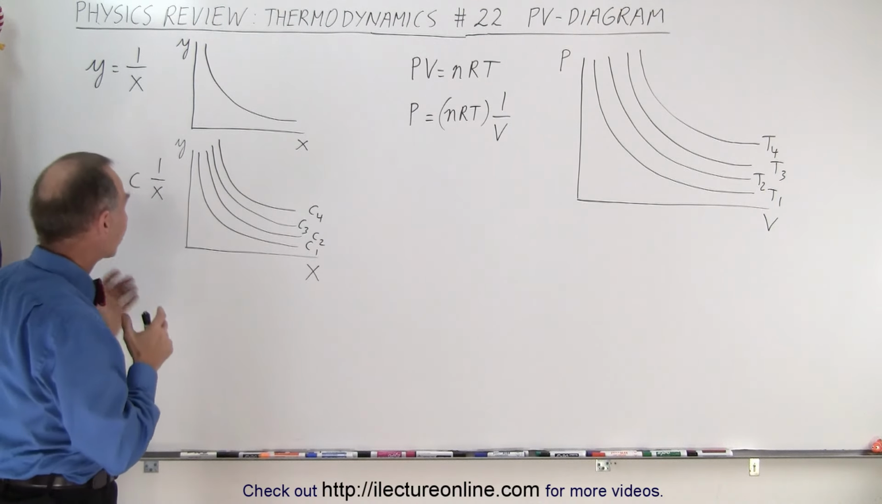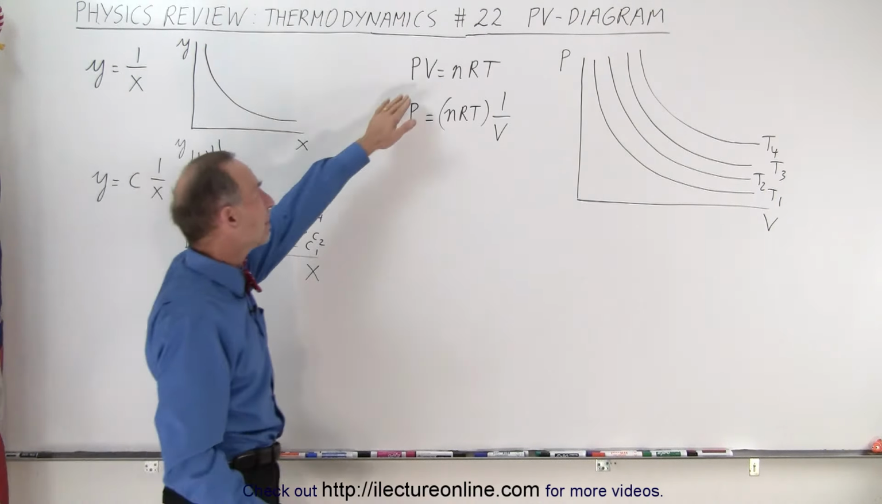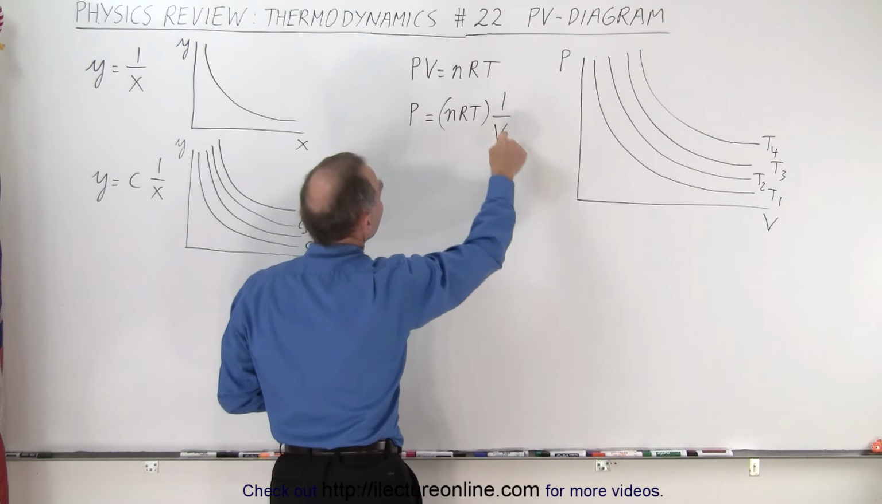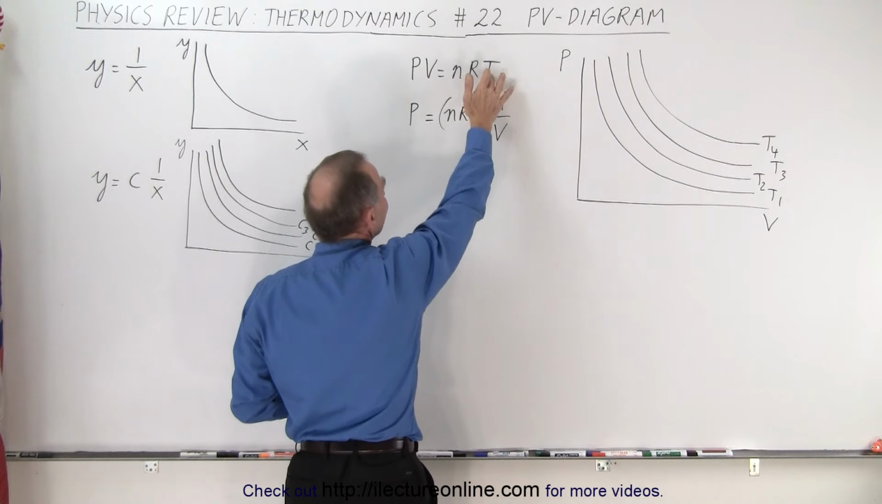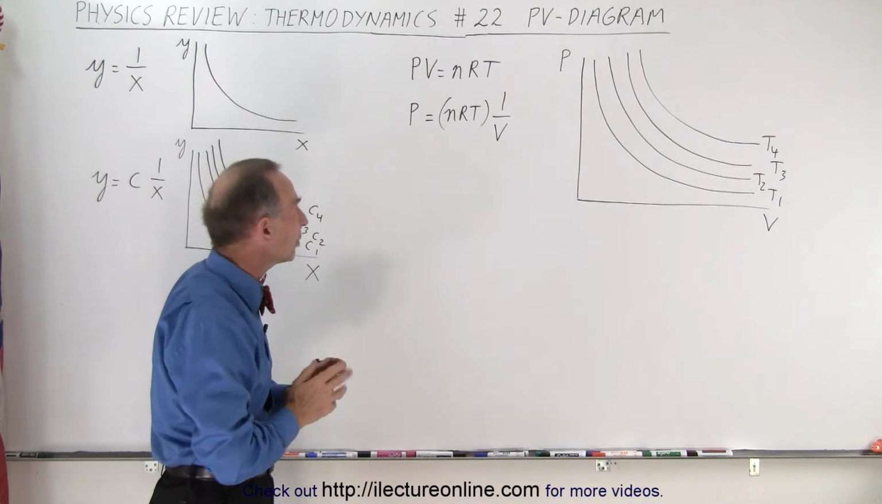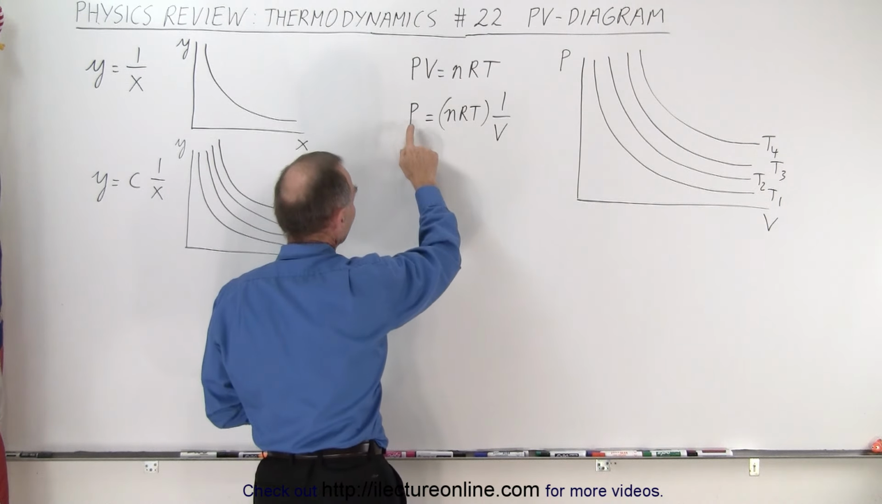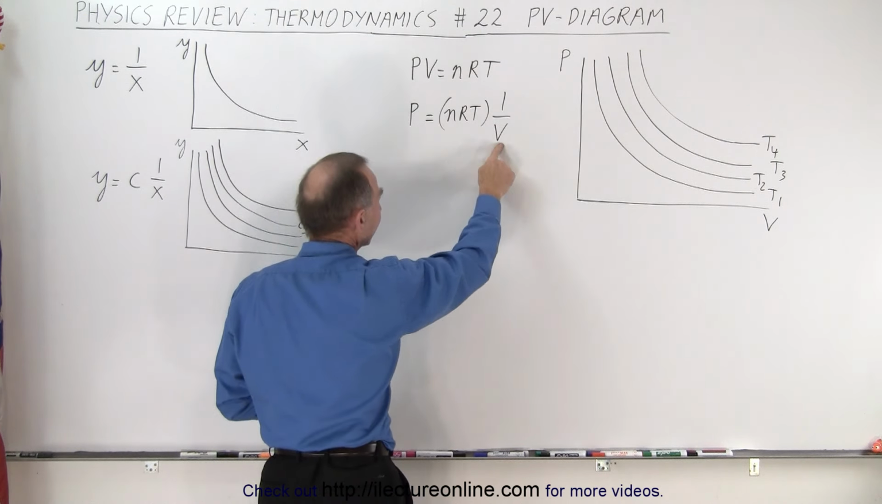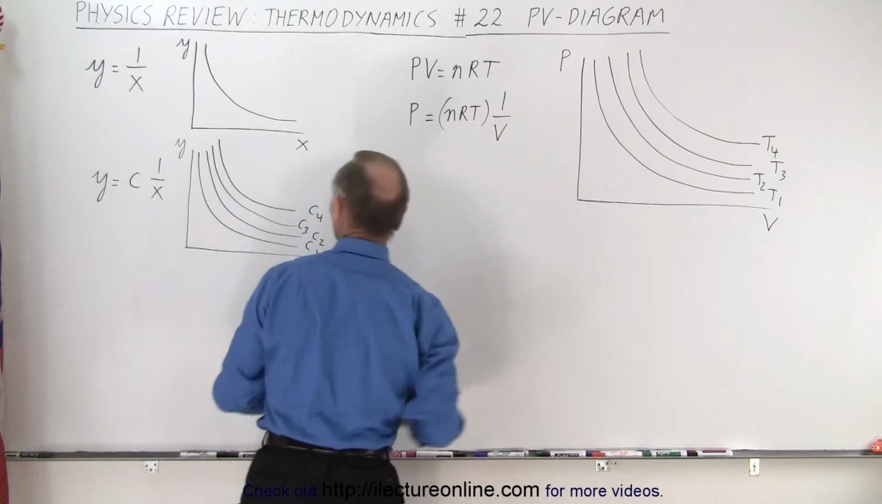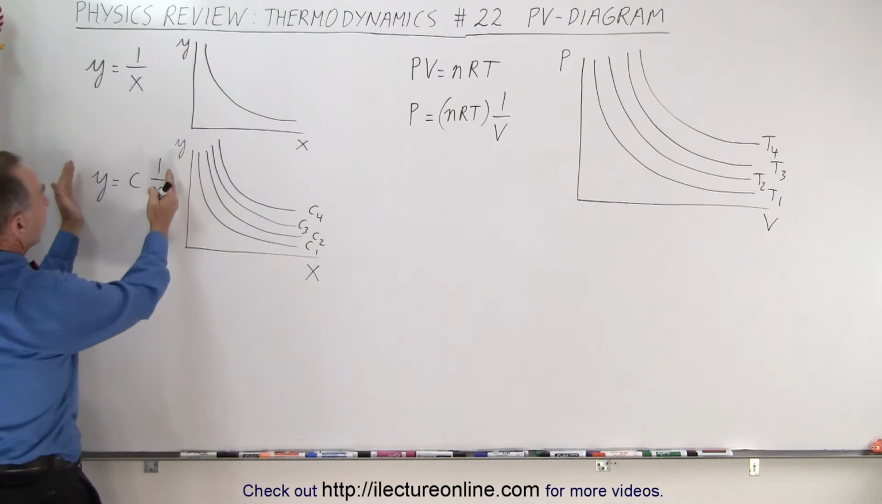So now, let's go back to our ideal gas equation, PV equals nRT, and let's move the V over like this, and let T be a constant, so that nRT is a constant value. And now we see that we have two variables, the pressure, P, and the volume, V, and our nRT is a constant. And now this equation looks exactly the same as this equation.